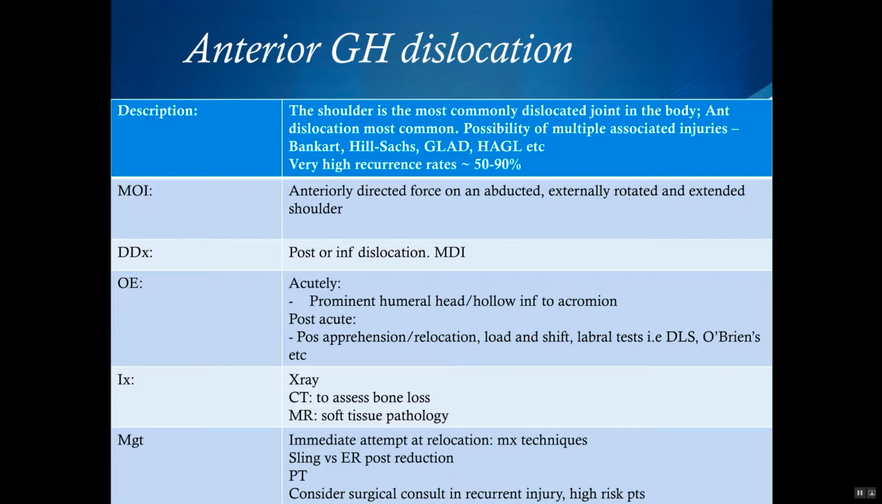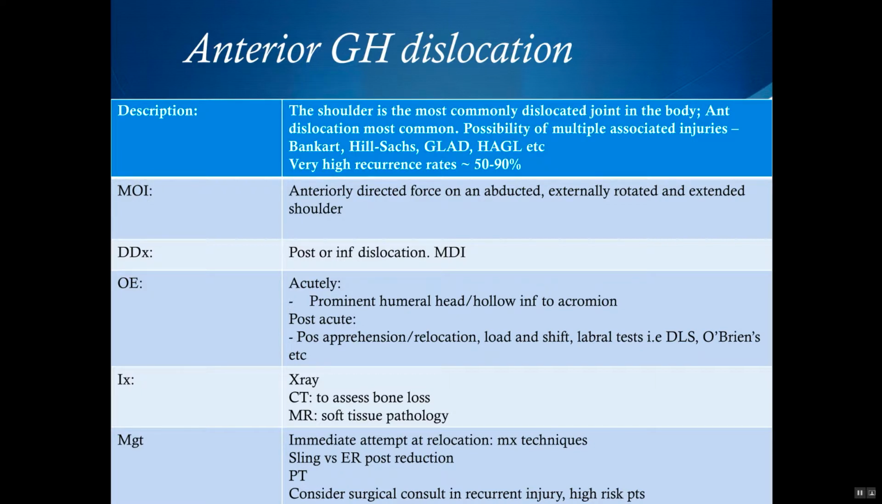Post relocation, if X-rays haven't been done, or even if they have, you want to get relocation views again to assess for any bony injury. Most patients will be put into a sling after this for comfort, and sometimes with a thought to help stabilize the reduction. There's some controversy as to whether a sling or an external rotation sling is better. I think the evidence is not quite clear-cut on this, and so most people will probably still use a sling just because it's a bit easier and perhaps a bit more comfortable.